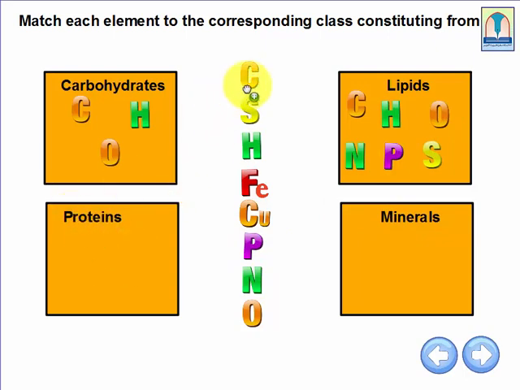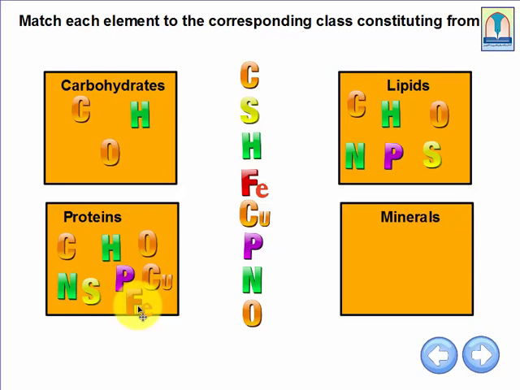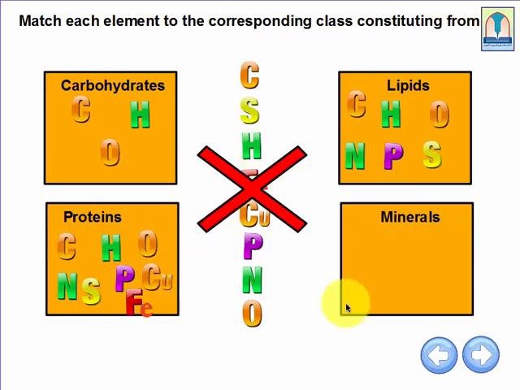For proteins, proteins are formed from carbon, hydrogen, oxygen, and the important element, nitrogen. They could be formed also from sulfur, phosphorus, copper, and iron Fe. Now what about minerals? In fact, minerals do not contain any of these elements listed here.